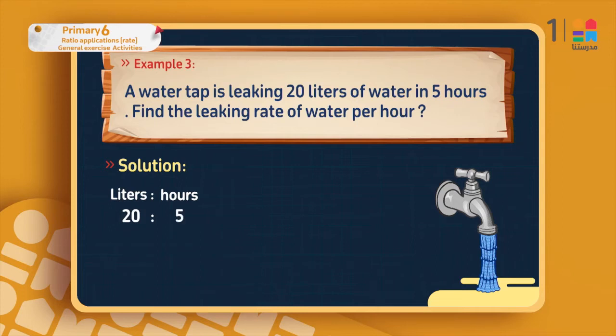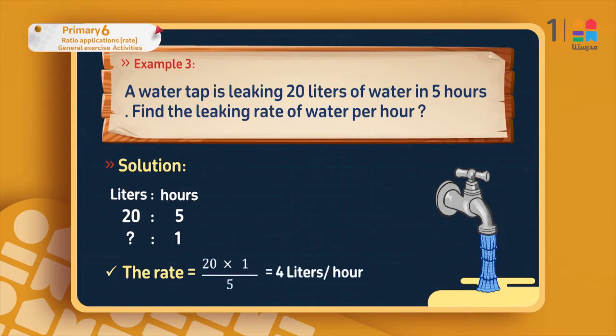So in every 1 hour, I need how many? To do that, to find the rate, I will write 20 times 1 divided by 5. So it will be 4 liters per hour. Again, 4 liters, because I'm finding how many liters in every 1 hour.